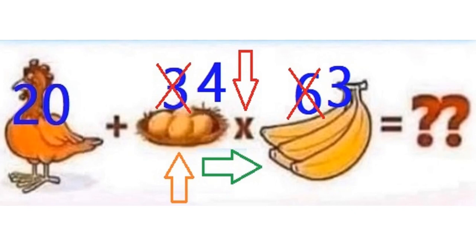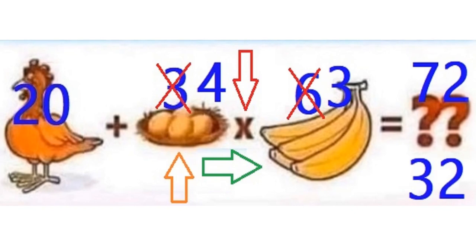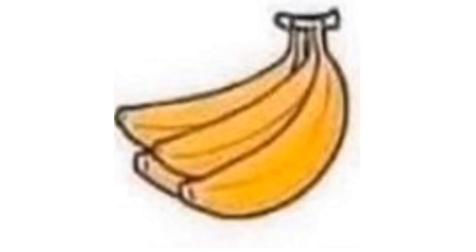People will assume that. So if you did not know order of operations but got this far, 20 plus 4 is 24, times 3 is 72. But if you did do order of operations, 4 times 3 is 12, 12 plus 20 is 32, which is your final answer, which is wrong. Because look at that banana.